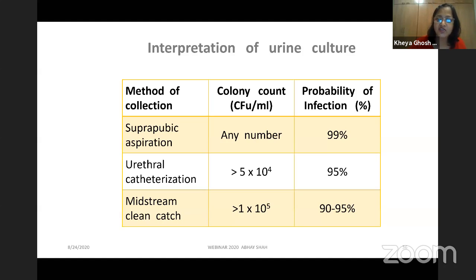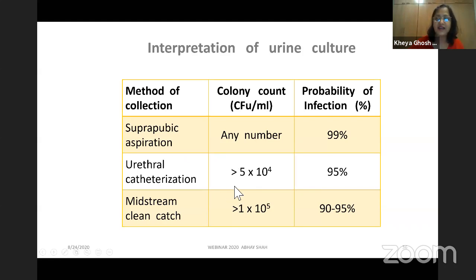A prior wash with soap and water often helps, but it often leads to voiding of the urine. You should not use any antibiotic solution to clean the genitalia. This is very important. As you have already shown, it should be cultured immediately, and if there is a delay, it should be refrigerated and not kept at room temperature. If you do a suprapubic aspiration, any number is significant. If you do a midstream clean catch, which is what we usually do, a count of 10 to the power 5 colony forming units per ml is significant.